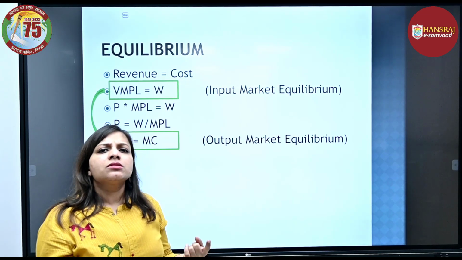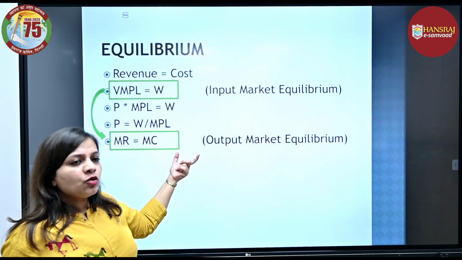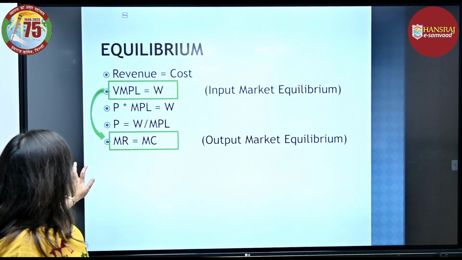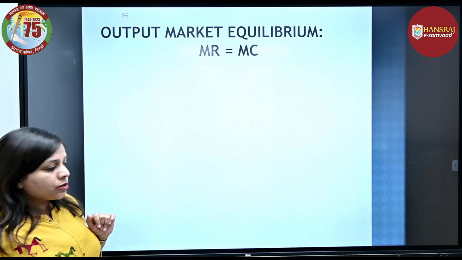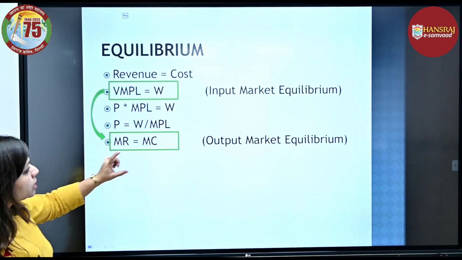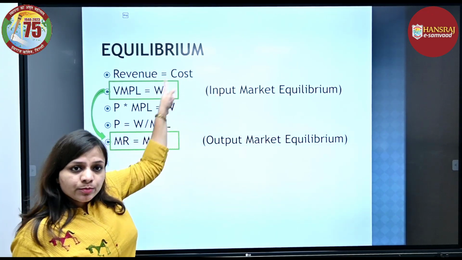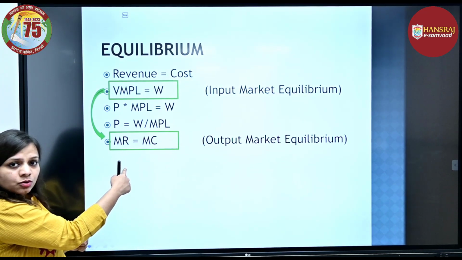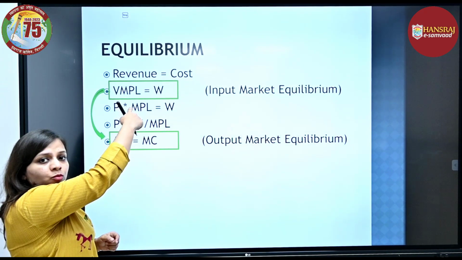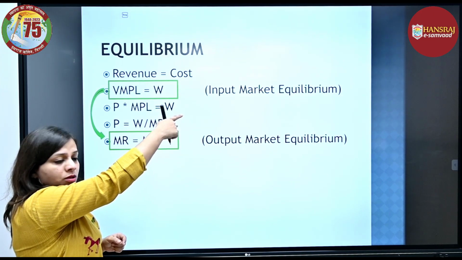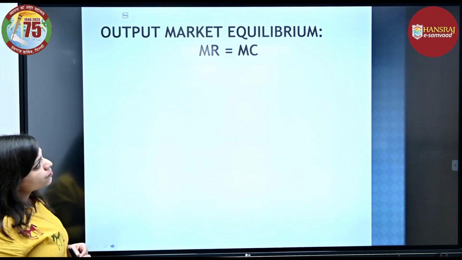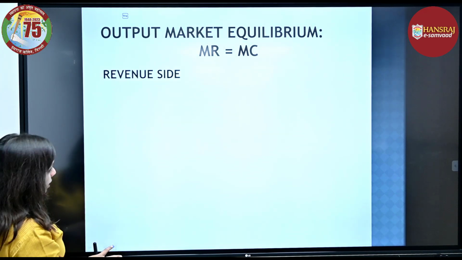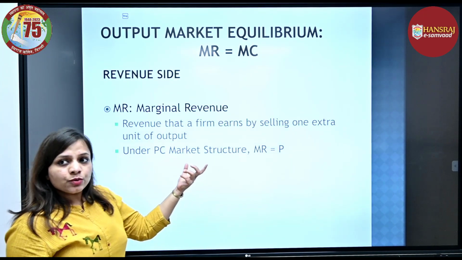I can do the reverse as well. I can start from the output market and move to the input market. So let's see how I'm going to do that. Just to recap, over here it was from input to output. Now I am going to start with the MR is equal to MC condition and derive the VMPL equals wages condition. So let's start with the MR is equal to MC condition, again starting from the revenue side.